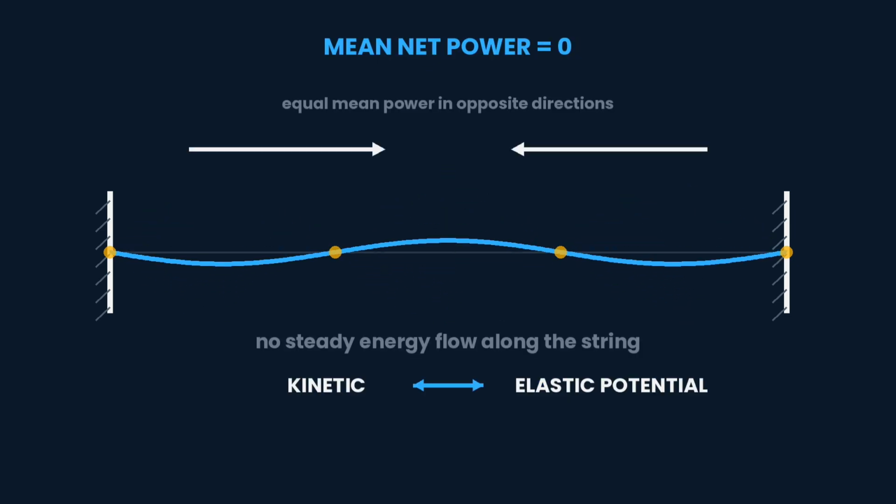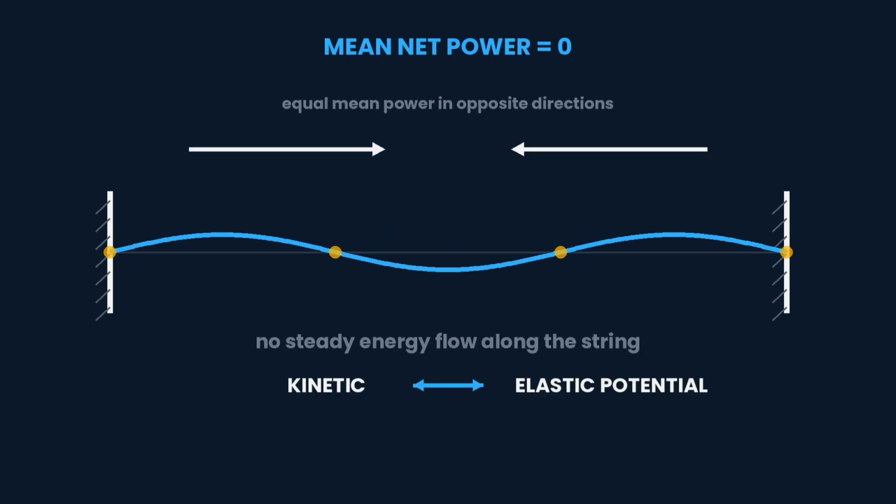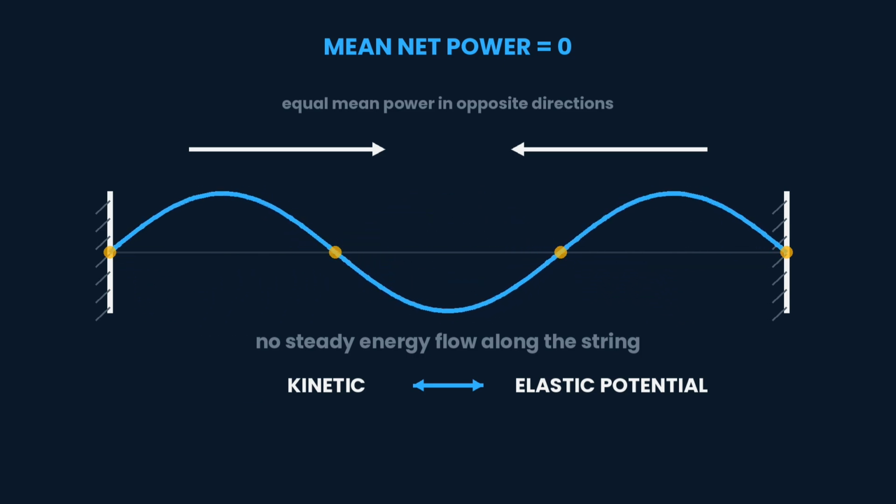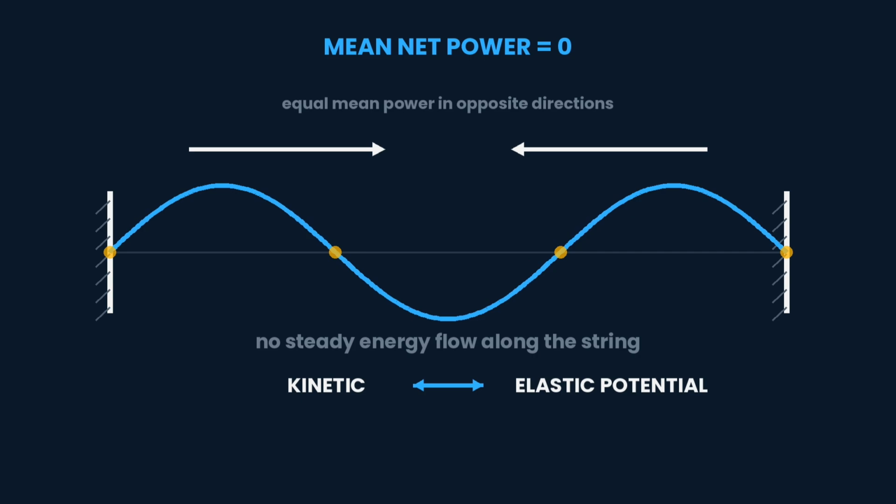An ideal stationary wave transfers no net energy along the string. Energy is exchanged between kinetic and elastic potential forms as the string oscillates, but there is no steady energy flow from one end to the other.